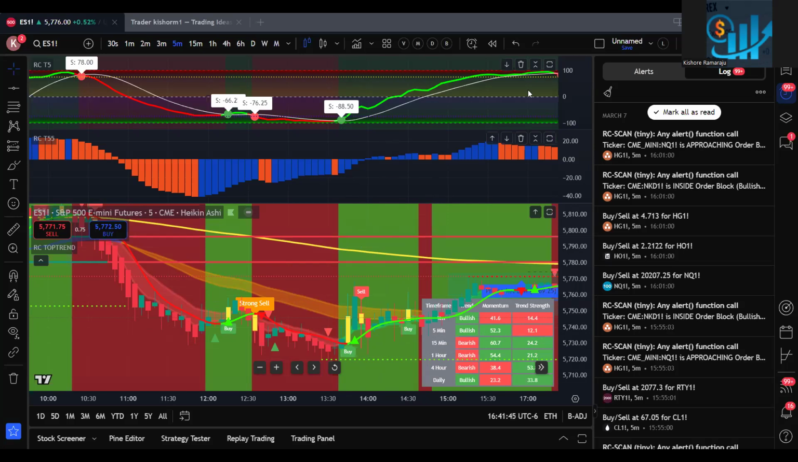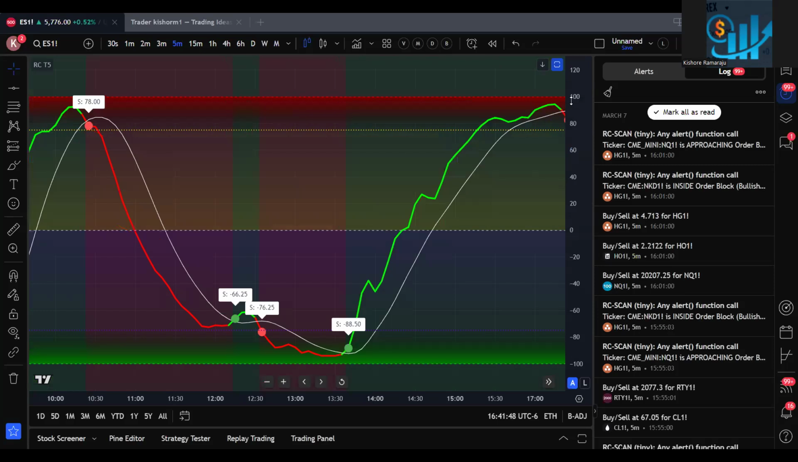So again, one more time explaining: minus 100 means it is oversold, plus 100 means overbought. So if it is all the way at the bottom, close to minus 70 to minus 100, that is a perfect opportunity for you to go long.